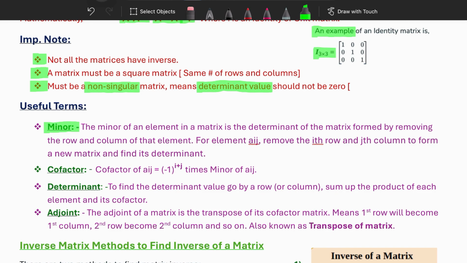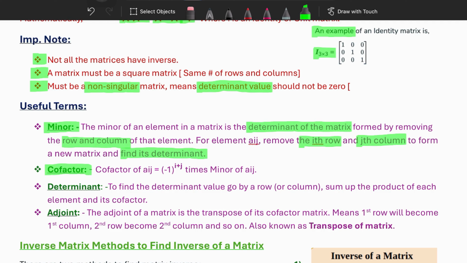There are some useful terms. First, minor. The minor of an element in a matrix is the determinant of the matrix formed by removing that element's row and column. If we remove the row and column for that specific entry, the determinant value of the remaining part is known as the minor. For element ij, remove the ith row and the jth column, and from the new matrix find its determinant value. That is the minor.